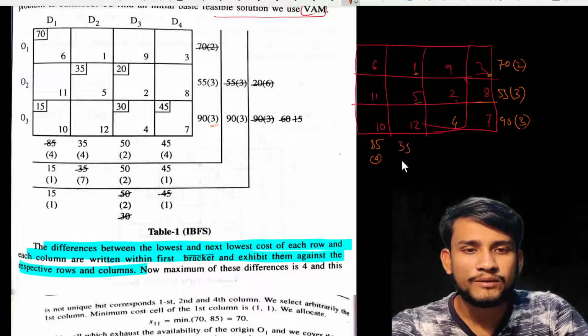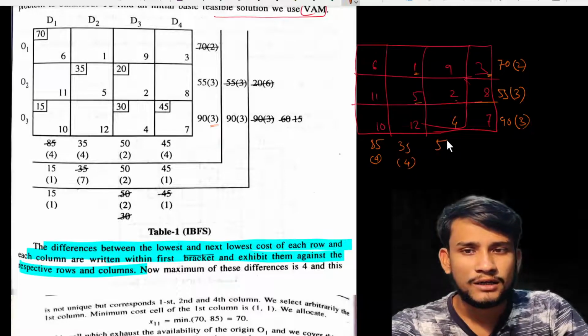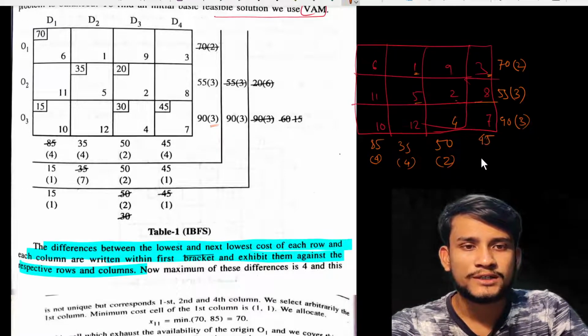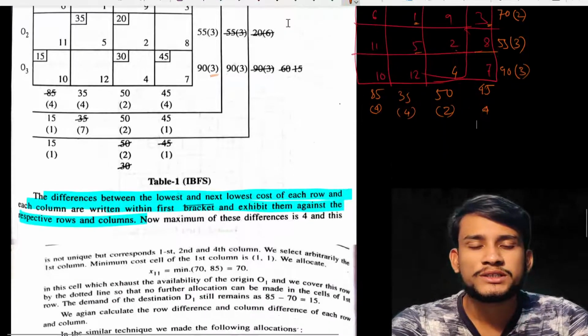35, 1 and 5. So the difference between the minimum and second minimum is 4. Similarly, 5 2 and 4, 2 and 4 5 is given. The difference between the minimum and second minimum is 4. So this is the first step.